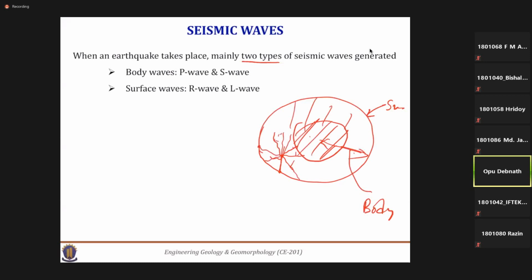So what will be the next step? These body waves will come to the surface, and thereafter they will move through the surface. These waves are surface waves. That means at the first stage body waves are generated, and thereafter surface waves are generated. Among these two categories, body waves are two types: P wave and S wave, primary wave and secondary wave. And the surface waves are also categorized into two parts: one is the Rayleigh wave, R wave, and the Love wave, that means L wave.